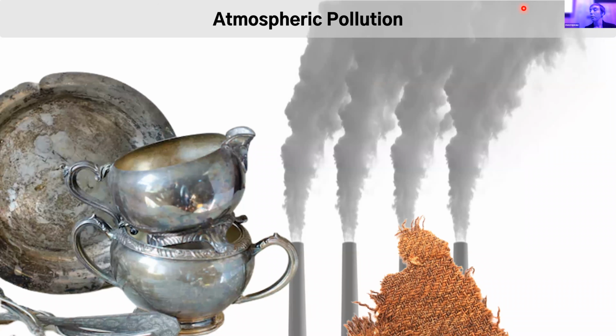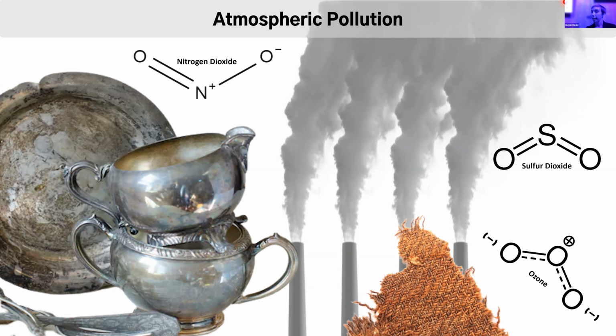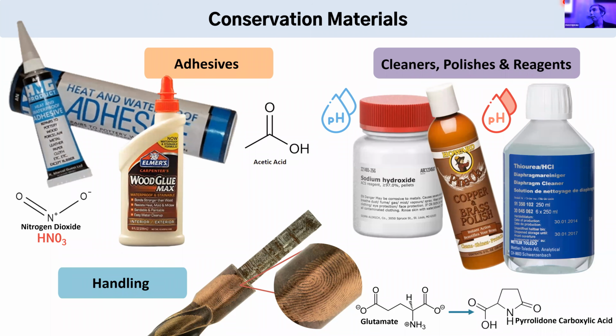There's also atmospheric pollution, so things that are produced by industry, by cars, by smokestacks, things that we put out into the environment as a byproduct of our own industry. These include nitrogen dioxide, sulfur dioxide, and ozone, which can very easily become acid rain, essentially, or other types of acidic compounds in the environment. This often contributes to why silver tarnishes, even in a fairly stable environment. It can also do really nasty things to cloth and other types of textiles in the environment, even ones that we use as display backing. And there are also, finally, our own conservation materials.